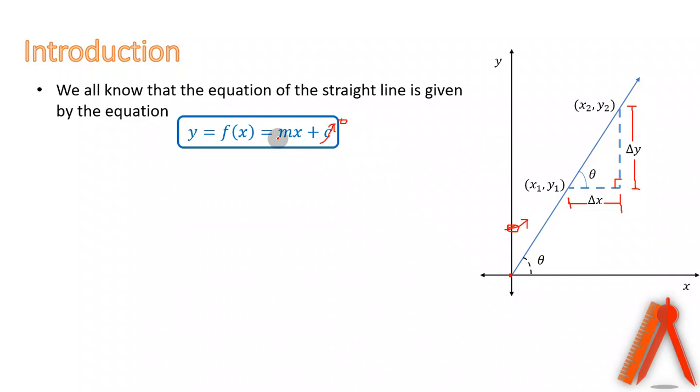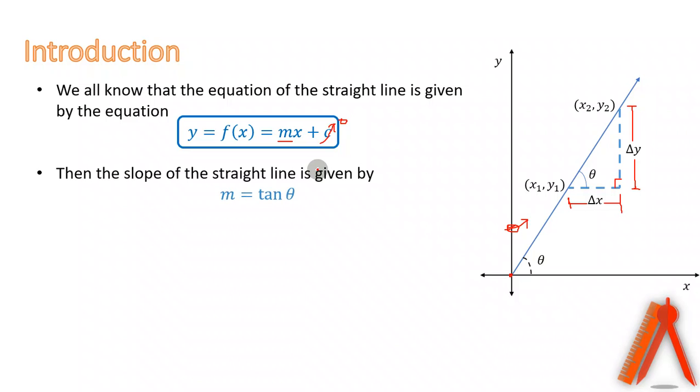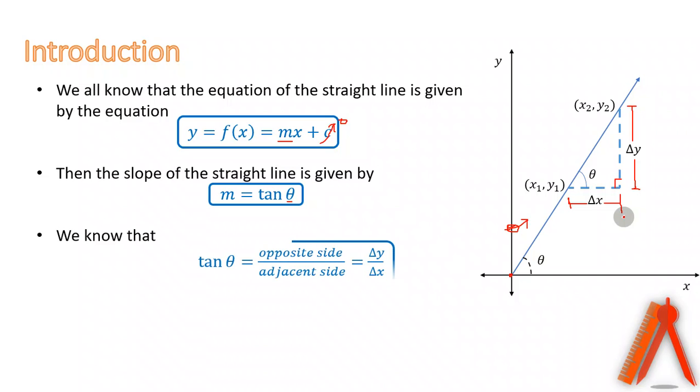What is the slope over here? We have denoted this as m, but if you don't know about it, don't worry, I will explain it. The slope of a straight line is given by m is equal to tan theta. This theta is nothing but the angle made by the line with respect to the horizontal axis in an anti-clockwise direction. We all know that tan theta is equal to the opposite side over the adjacent side.